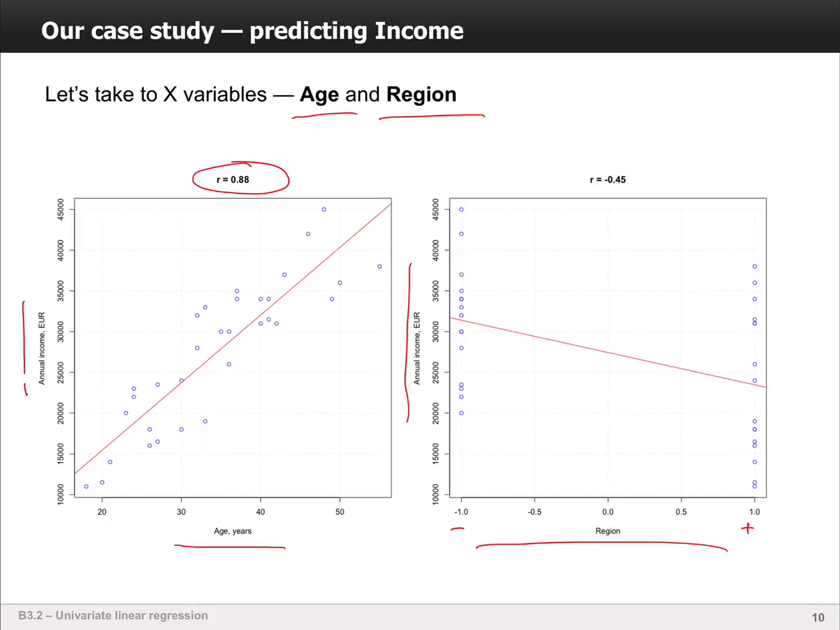points, right? If you calculate the correlation coefficient, of course, in this case we shouldn't, because the region is discrete. But anyway, if we do that, the correlation is -0.45. So it means that the influence of region is negative, because here we have the Mediterranean region and here we have the Scandinavian region, and usually in Scandinavia the salaries are higher, and of course the correlation is very, very weak. You can see a big overlapping. So will region indeed improve the regression model?